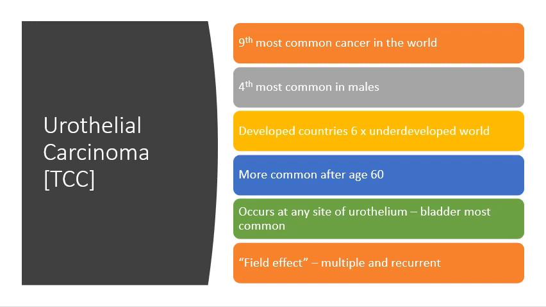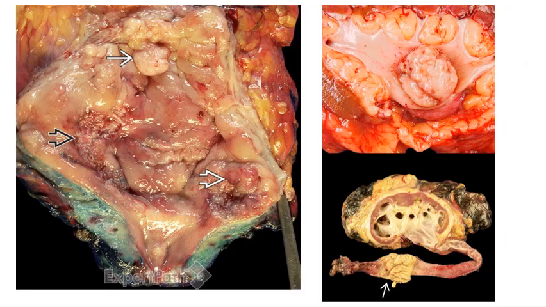So it can occur in any site of urothelium. The bladder is the most common, but we can see it in the urethra, in the ureters, and up in the renal pelvis. Because the urothelium is affected in a wide area, a so-called field effect, these tumours often occur at multiple sites, or after treatment of one tumour, they can recur at other sites as well. So they can be a real ongoing management issue.